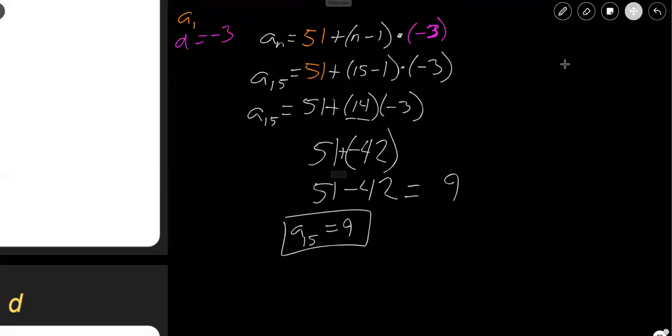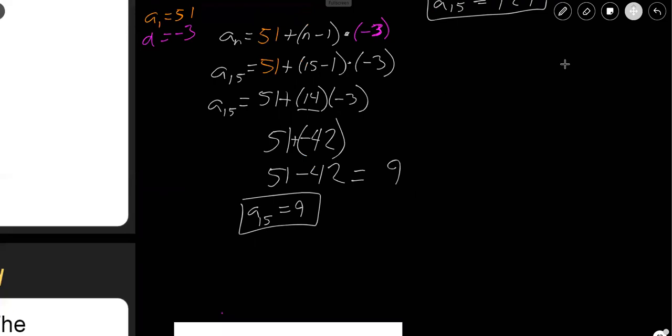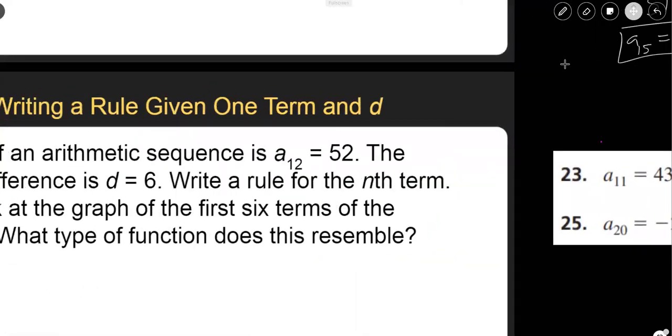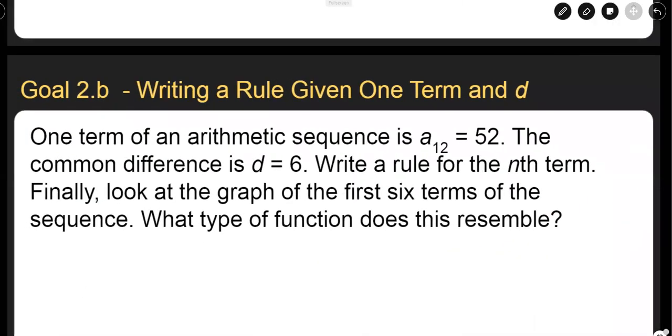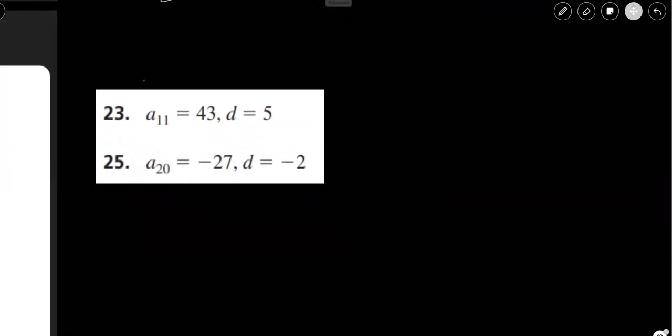Those ones go really fast. These are kind of the easy problems because we're given A1 and we're given D. We don't have to solve for anything. On the next set of problems, we turn up the difficulty a little bit because now we have the D value and a random term. We don't have the first term. We did that in class. So let's just do a couple of these to make sure we know how to do it.